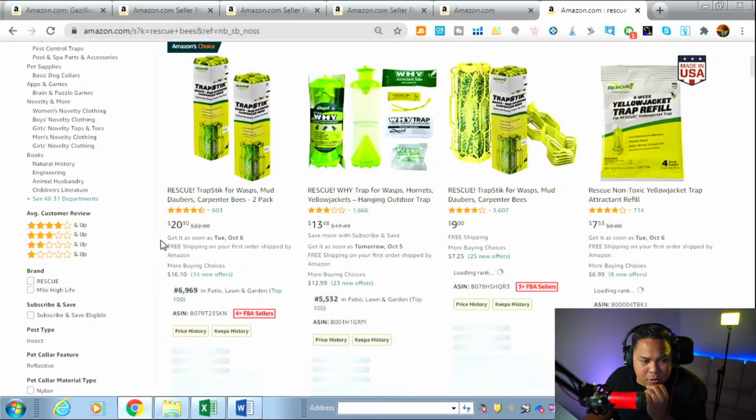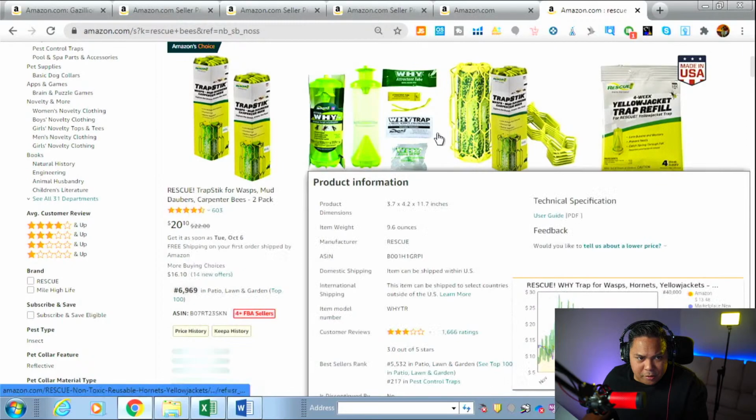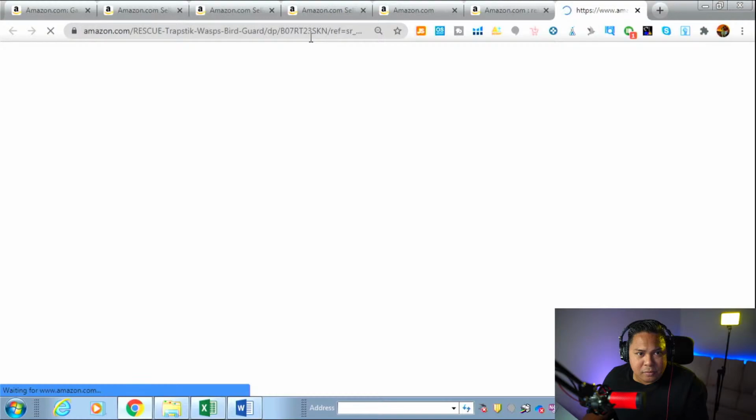See, this is a good one. It's a 2-pack. It's not sold by Amazon. It's got 4 FBA sellers. So, I mean, any one of these should be good, actually. You know what, they're both good. So we can just pick one BSR and move on. We're gonna take this. Where's the BSR?